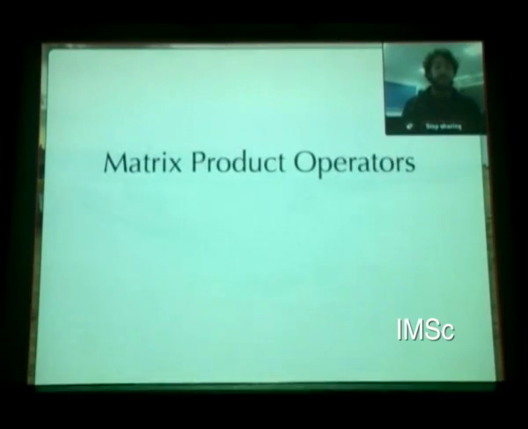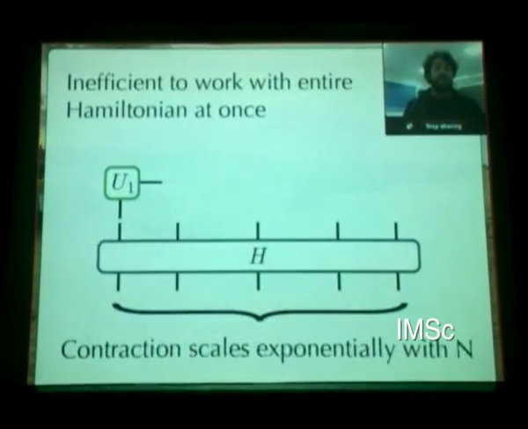Okay, good. So now today, getting into the talk, I was going to tell you about matrix product operators, which are the Hamiltonians that you use when you're doing matrix product state DMRG. The reason you need to use these kinds of Hamiltonians is because just as you need to work locally with your wave function, you also need to work locally with your Hamiltonian.